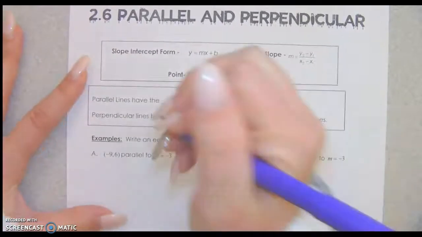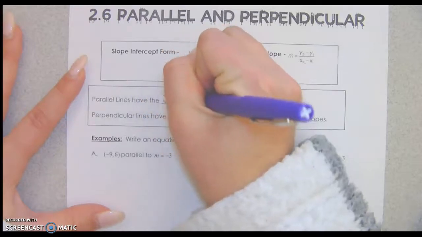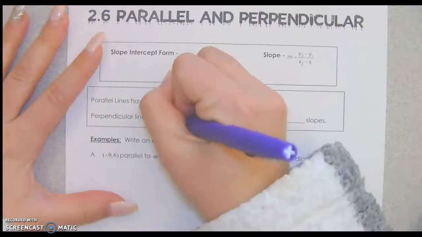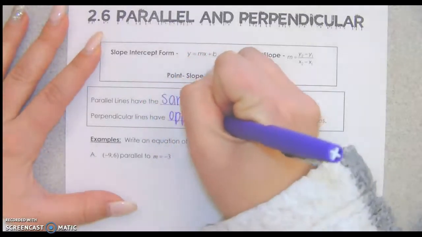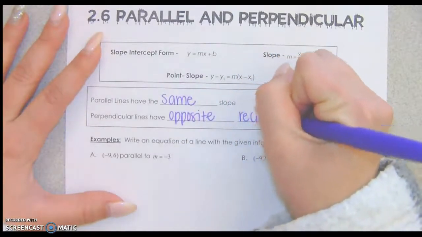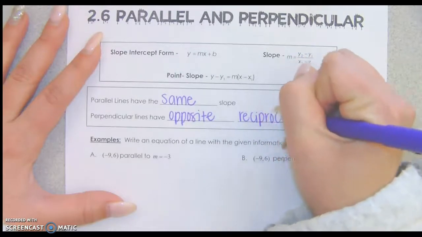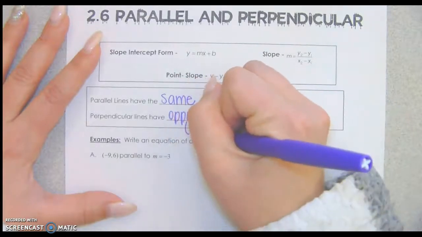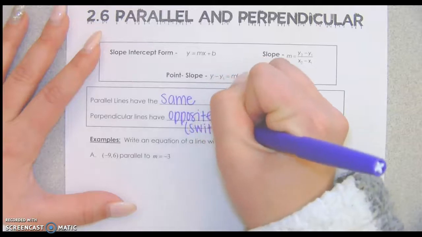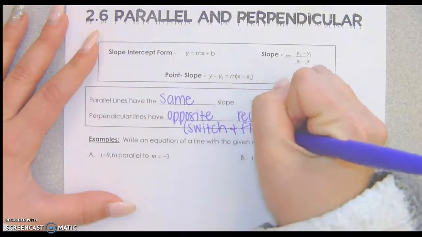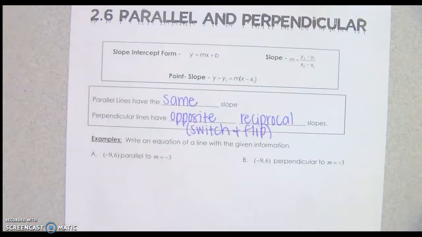Parallel lines have the same slope. That means that their ends look exactly the same. Perpendicular lines have opposite reciprocal slopes. Which means that you are going to switch the slope. If it's positive, you're going to make it negative. And then you're going to flip the fraction. So if it was 1/2, you're going to make it 2 over 1.